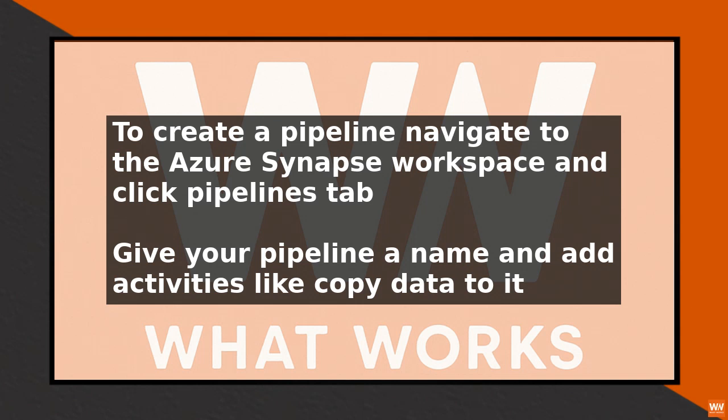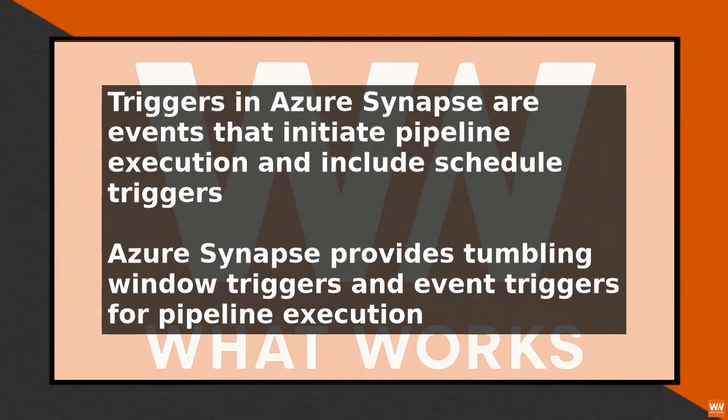Next, let's talk about triggers. A trigger is an event that initiates the execution of a pipeline. Azure Synapse provides several types of triggers, including schedule triggers, tumbling window triggers, and event triggers. To create a trigger, navigate to the Triggers tab and click on the New Trigger button. Select the type of trigger you want to create and configure its settings.